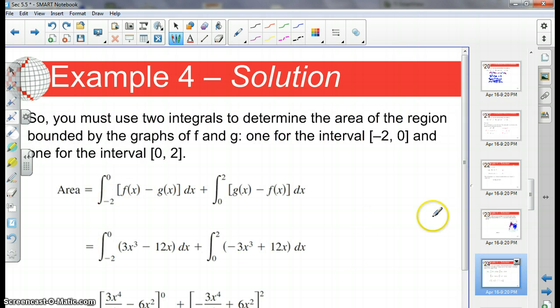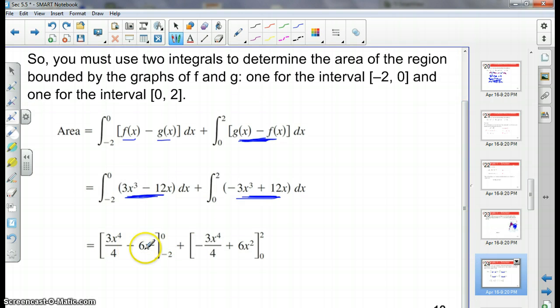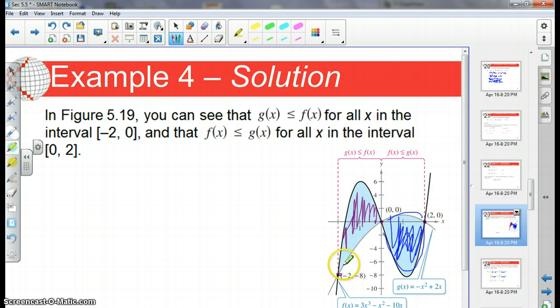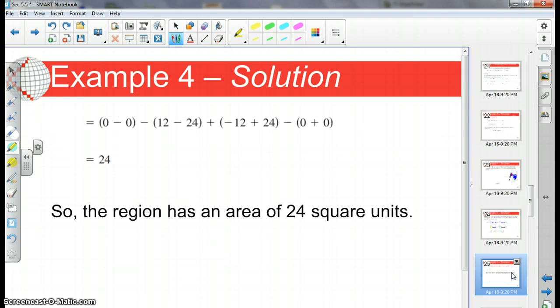So here's the first problem from doing the upper function minus the lower function. I'll get that 3x cubed minus 12x. But over here, if I do the g sub x minus the f of x, I get the -3x cubed plus 12x. So again, the author has integrated this for us. Remember, this is only between -2 and 0, where this one is being integrated from 0 to 2. Again, the reason behind that is because I have two problems in one. I'm finding the area for this purple section and then finding the area for the blue section.